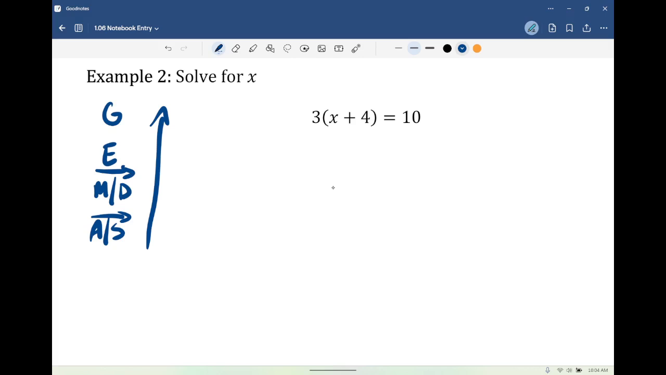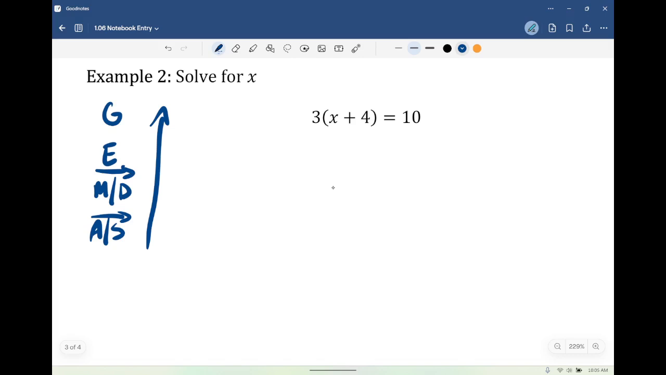And now, when I look at this, 3 times x plus 4 equals 10, raise your hand. What is this first step that we have to do? Multiply. Be more specific. What kind of multiplication? You're not wrong. What do we call it when we multiply like this? Not quite by grouping. Distribute. Yes, we got to distribute.